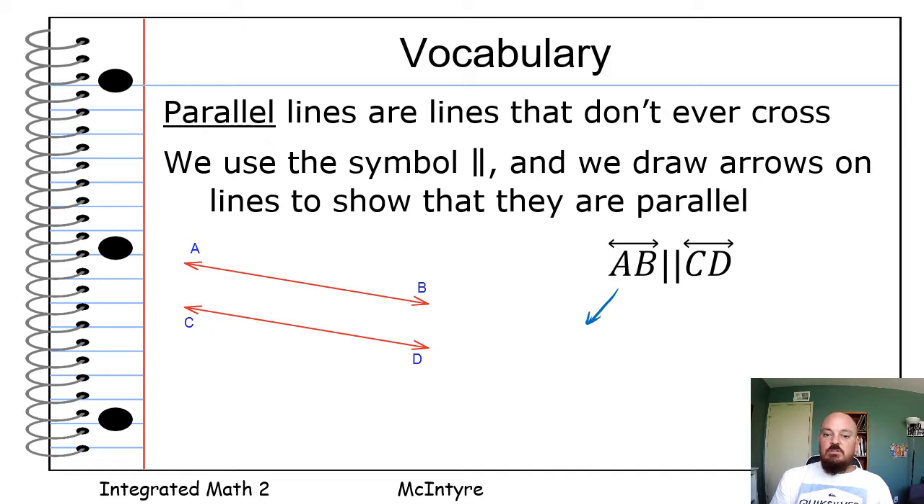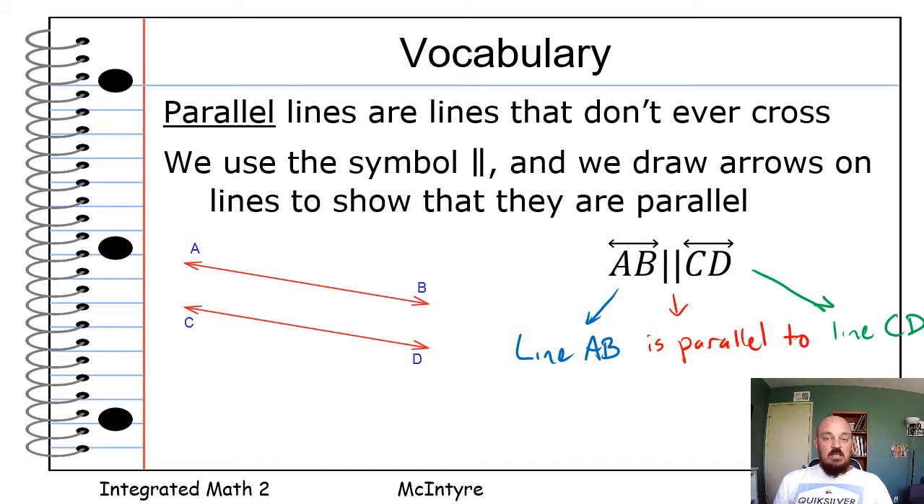Now, if you look at the notation down here, this right here is a notation we learned earlier. It means line AB, because it's the letters AB with a line above it. Now, the next symbol is the one that means parallel. This is our new symbol. This means is parallel to. And then this last one is just like our first one. This means line CD. So what that says in notation is line AB is parallel to line CD.